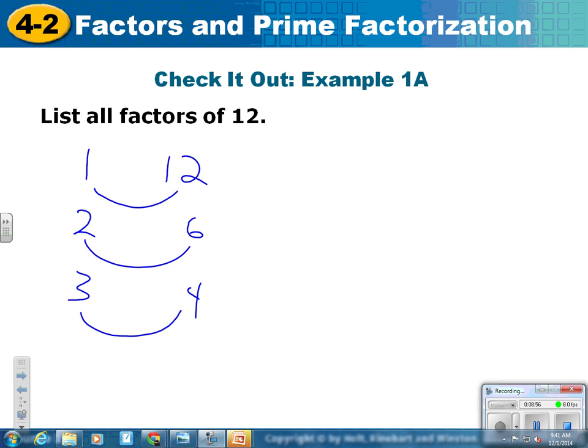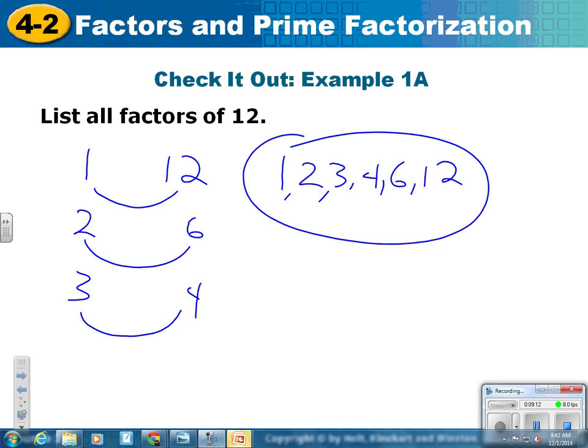So then we need to make a list. 1, 12, 2, and 6. Notice I go to the outside, and then 3, 4. Okay, and there's my answer. Can you guys handle that? Yes. You have to do it from the outside. It makes it easier, but you can do it however you want, I guess.